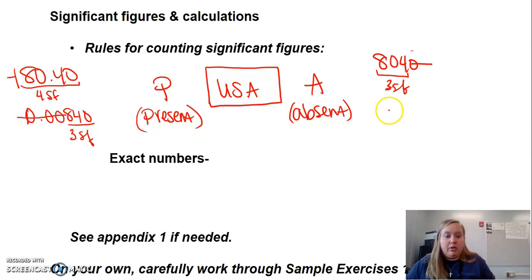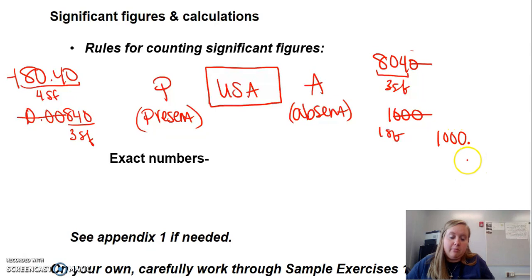If you had a number like 1000, well, start from the right side of the country where the Atlantic Ocean is, or the absent decimal point, and stop at the first non-zero number. So this one only has 1 sig fig. But if I were to put a decimal point there, now that's an unusual way to write a number, but that would make those 3 zeros significant, and so now it would have 4 significant figures.